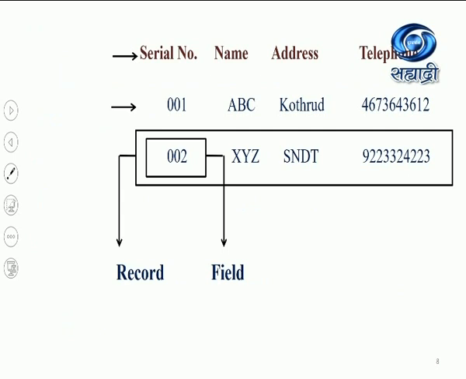Next, in this example, serial number, name, address and telephone number are the fields, and serial number can store two values, 1 and 2. Name stores two values, ABC and XYZ. So the collection of all the fields is called the record, and a single elementary unit is called the field. So these are the attributes, serial number, name, address, phone number, and they store various values. And a group of these values is called the record, and a single elementary unit is called the field.